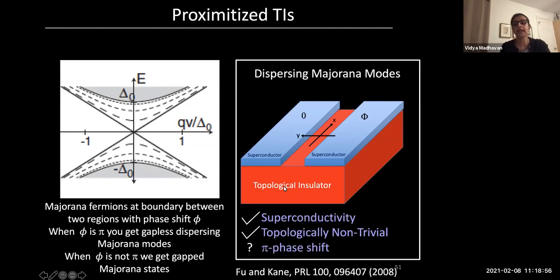And so what do we need? You need superconductivity. This material is a superconductor. That's not a problem. You need it to be topologically non-trivial. That is true as well, we believe. What about getting a phase shift? How do you engineer areas of the superconductor to have different phase shifts?